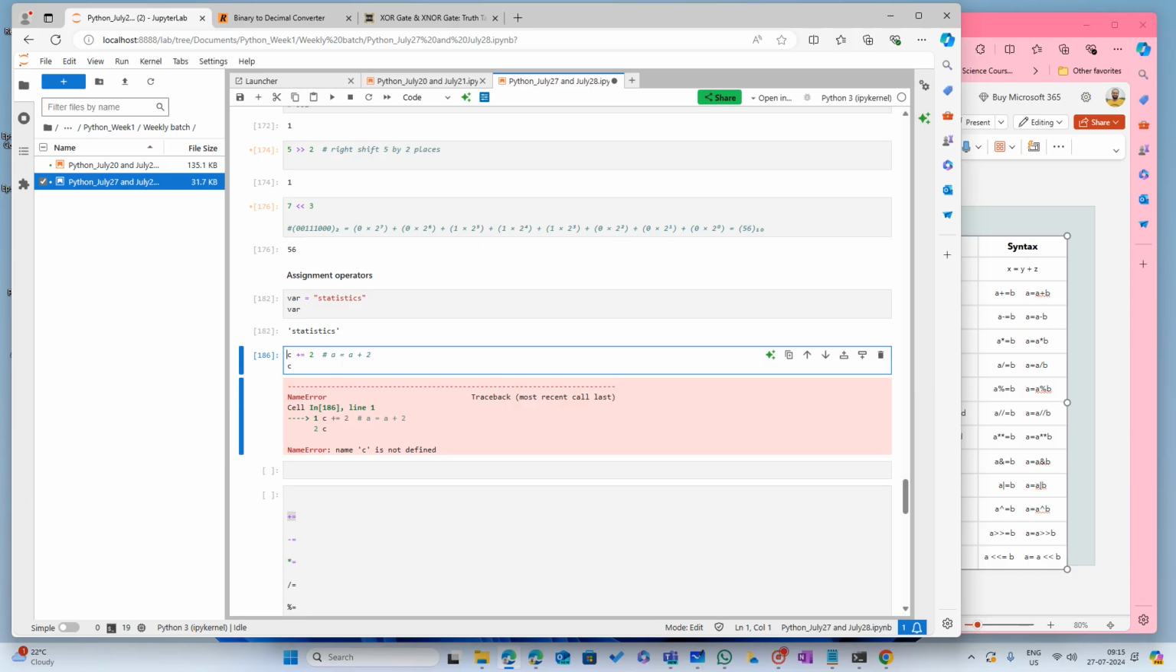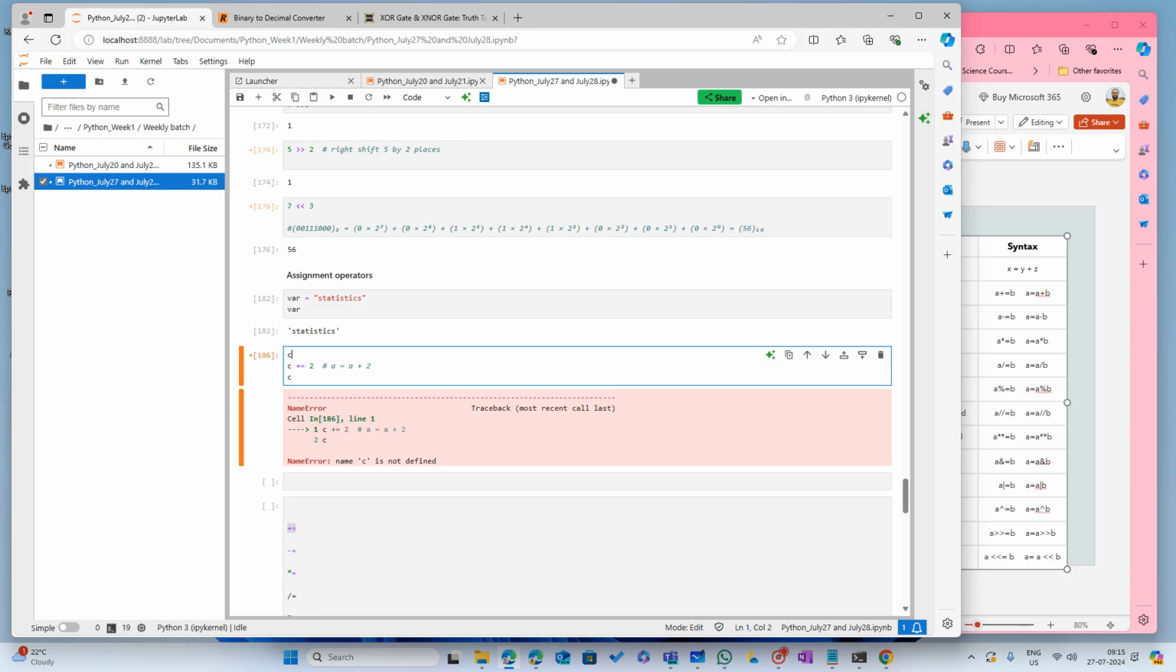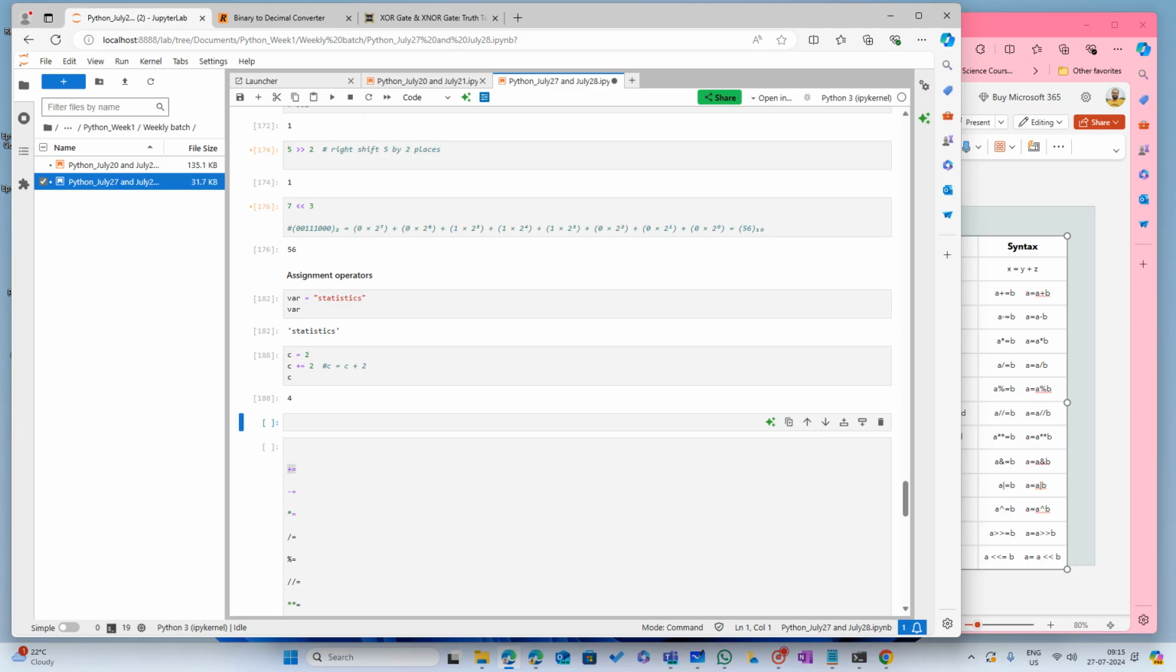Okay, let me define this c. C initial value was 2. Now I want to do this increment over c. If I print now, it should have 4. So what this plus equals means is c equals c plus 2.